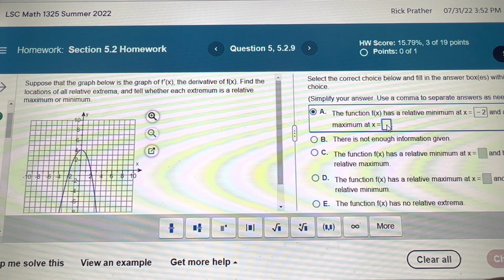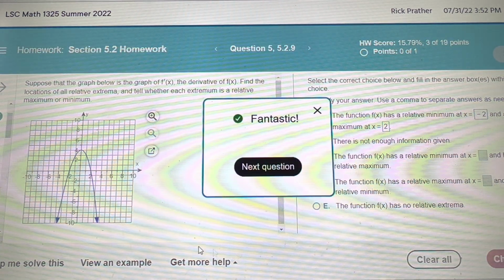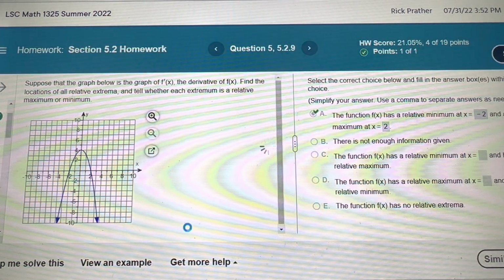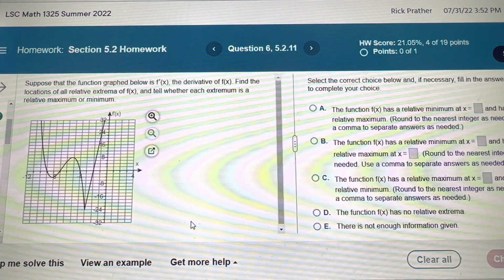So remember, if you have the derivative graph, you don't want to look at whether this graph is increasing or decreasing. You want to look at when this graph is below the x-axis, above the x-axis, below the x-axis. That tells you when it's increasing or decreasing in the other graph. So similar deal here.